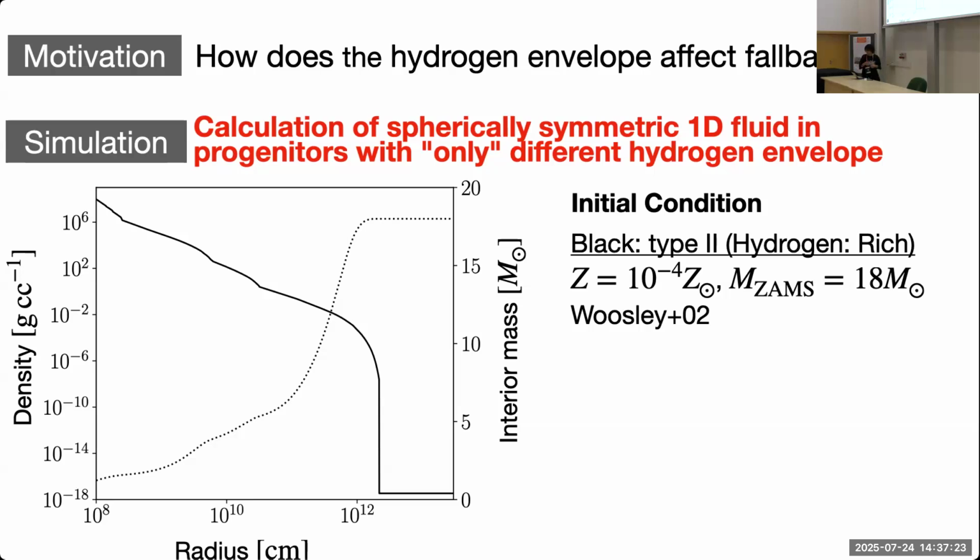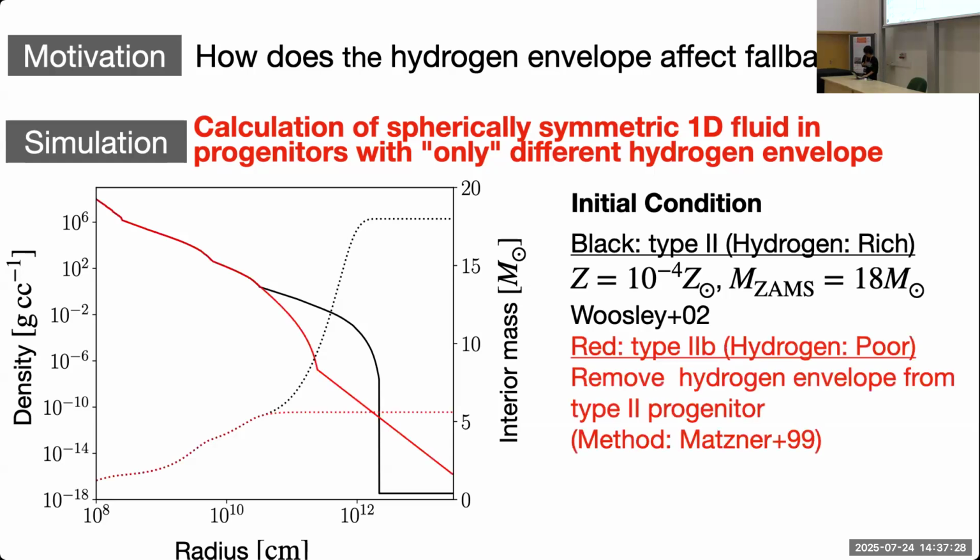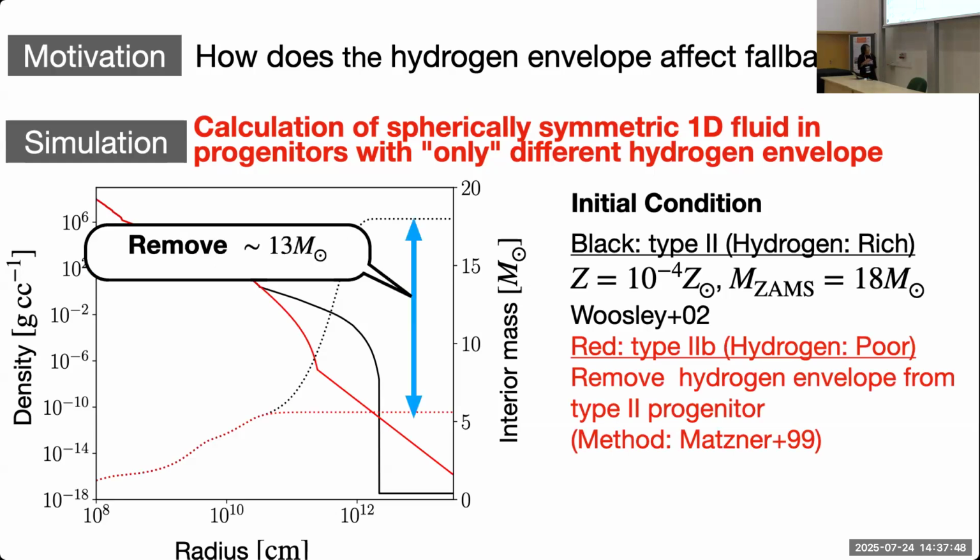We make another initial condition from this Type II progenitor. This progenitor has a poor hydrogen envelope. To make it, we remove the hydrogen envelope from the Type II progenitor using the method of Matsuna et al. 1999. By doing this, we can remove about 30 solar masses of the hydrogen envelope.